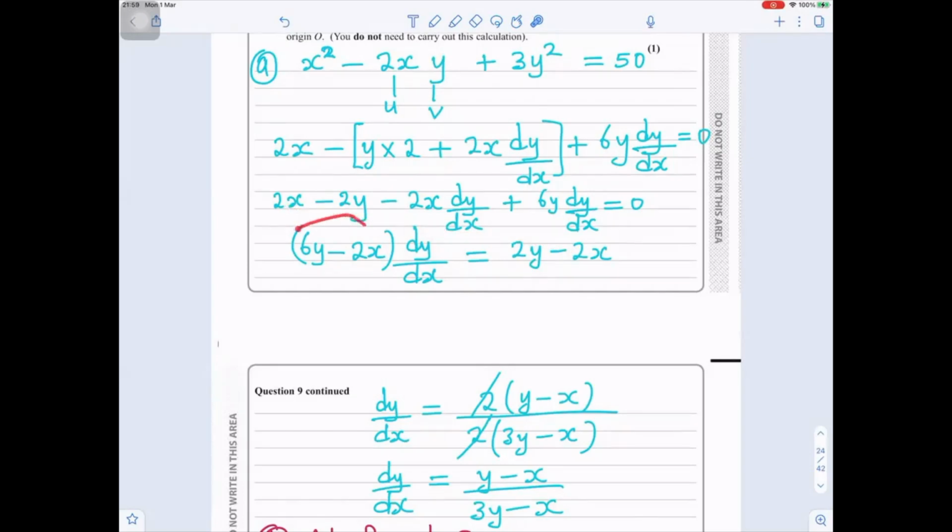Now, take all of this to the right, it becomes divide by 6y minus 2y. And you factorize 6y minus 2y to 2 brackets 3y minus x. The 2 will cancel. You're left with y minus x over 3y minus x.